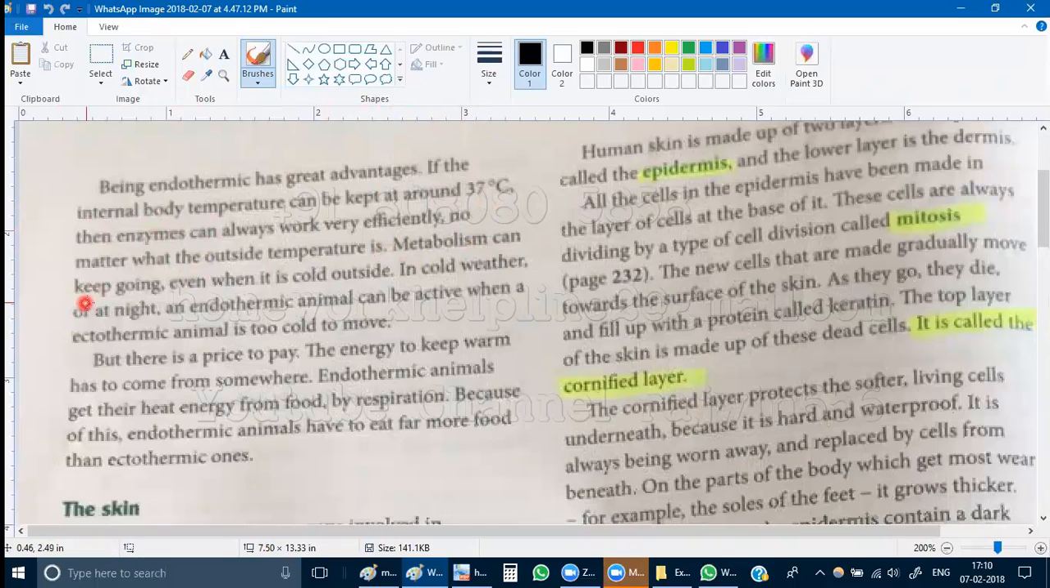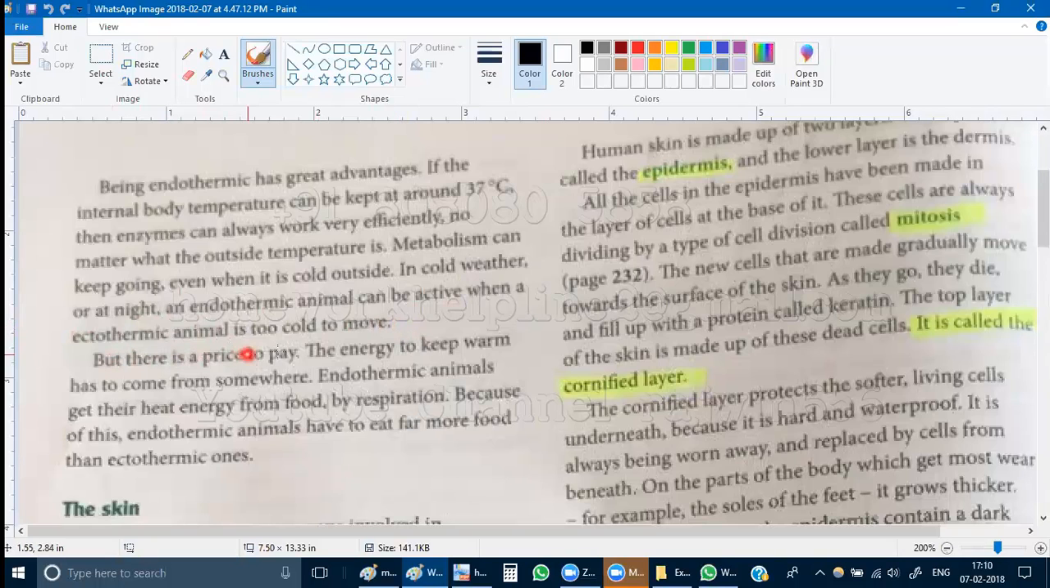Metabolism can keep going even when it is cold outside. In cold weather or at night, an endothermic animal can be active when an ectothermic animal is too cold to move. So at that time, they will not be able to move, they will go into the inactive state.